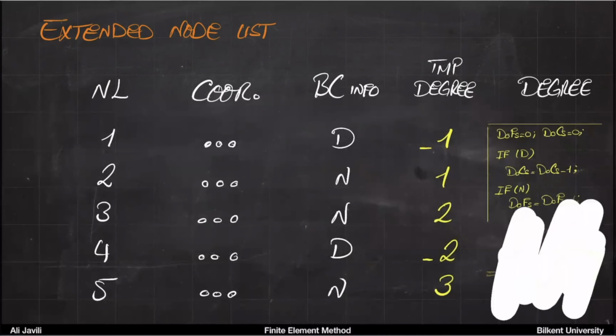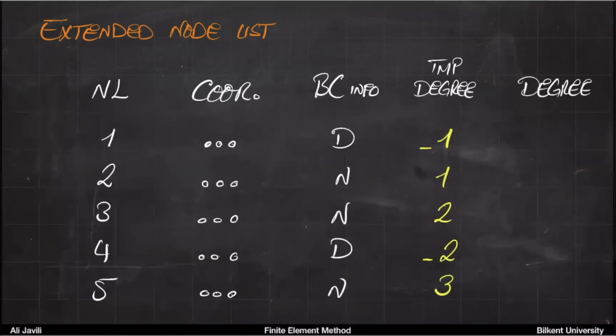So now that you are here, all you need to do is to basically fill out the degree. And as I mentioned, if the nodes are having a plus number, the degree would be the same as temporary degree. If they have a minus number, the degree would be the maximum plus number, which is DOF, plus absolute value of temporary degree. Okay, so you would have here 4, 1, 2, 5, and 3.